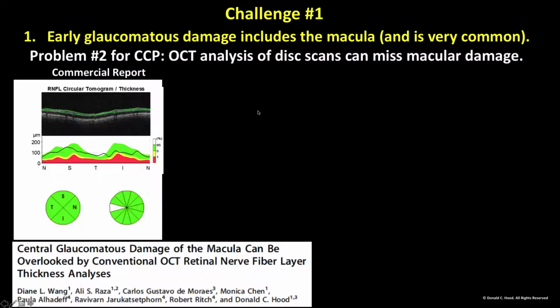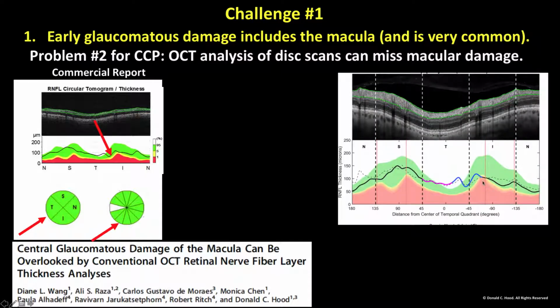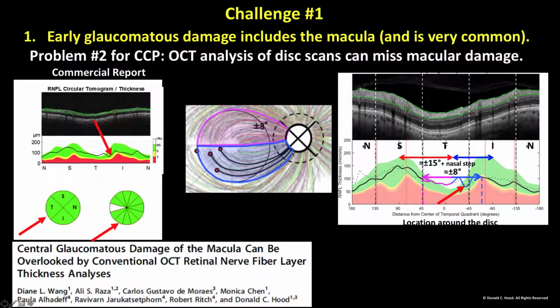A second problem that the common clinical paradigm creates is that the OCT analysis of disc scans can miss macular damage. Here's an eye where you can see this is normal. Global thickness would be normal. Even the clock hours are normal. See that? That's real damage. Here it is on another plot, a different kind of plot, and it's right in the macula. This is an instant plot, and that's because the damage is right about here.